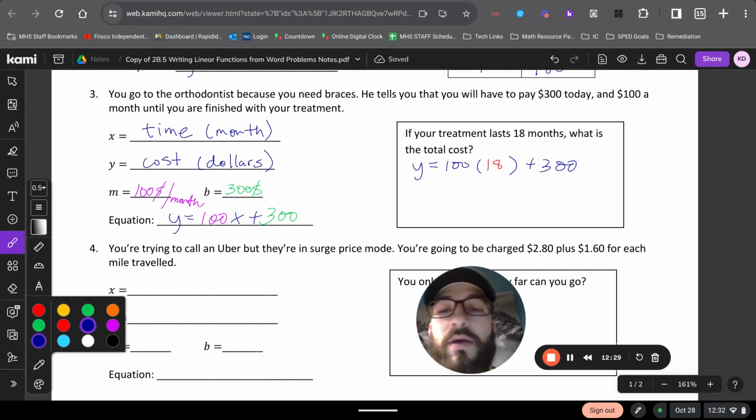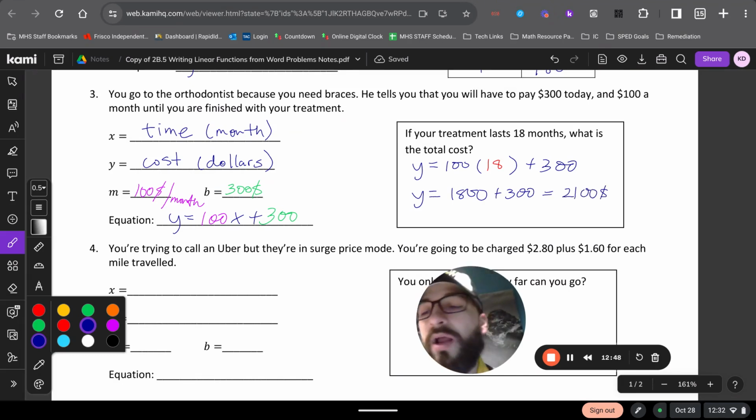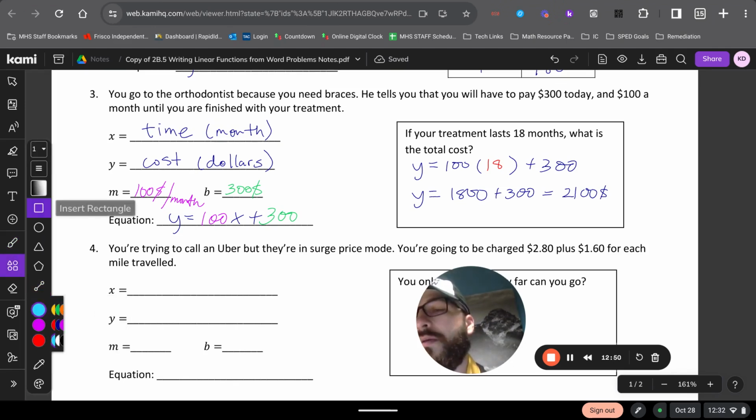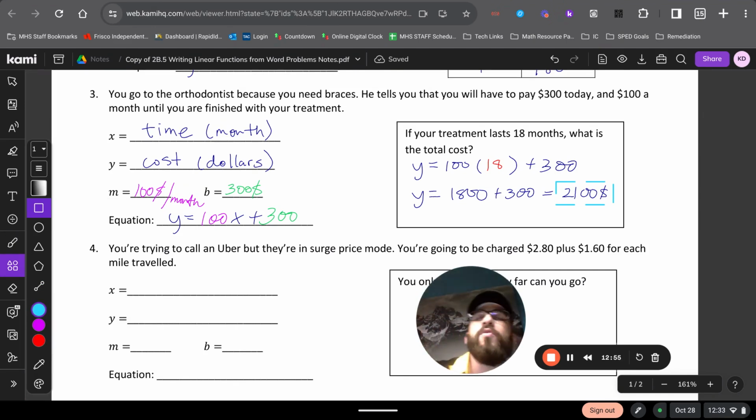plus 300. And I, of course, can plug this in the calculator if I need to. I can also just multiply this on my own. 100 times 18 would equal 1,800 plus 300, which would equal $2,100. So relatively straightforward. And of course, if you need to, you can type that 100 parentheses 18 plus 300 directly into your calculator to calculate that value on your own.